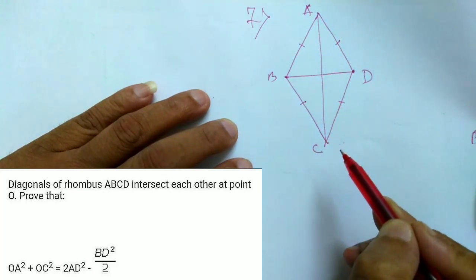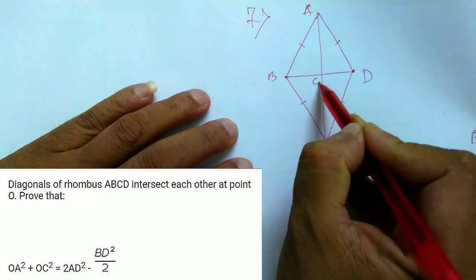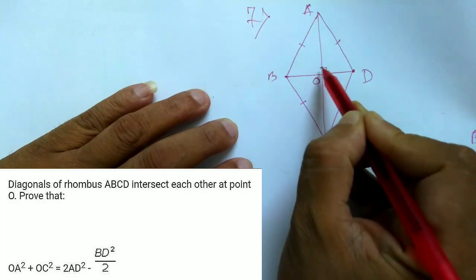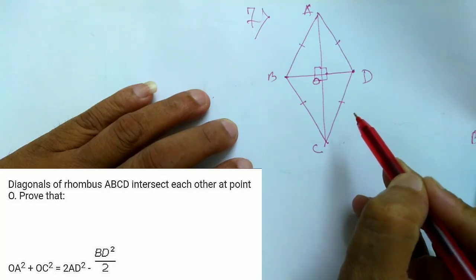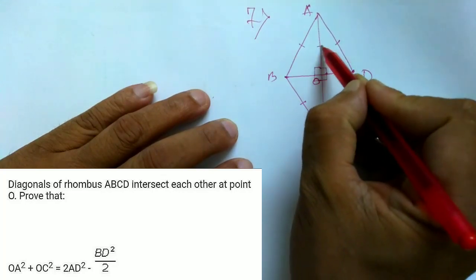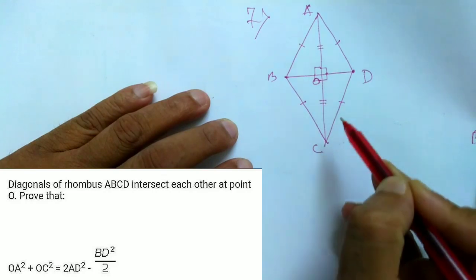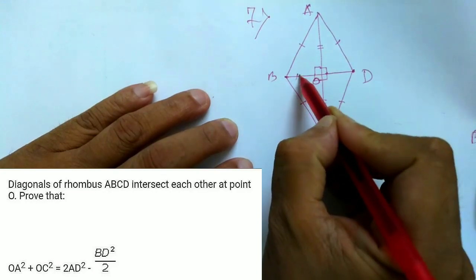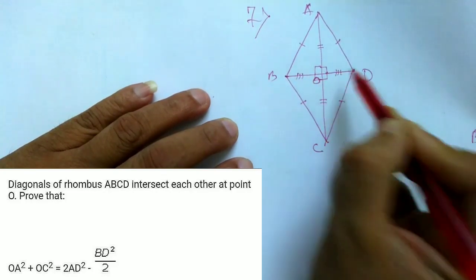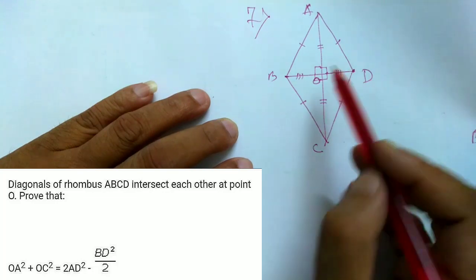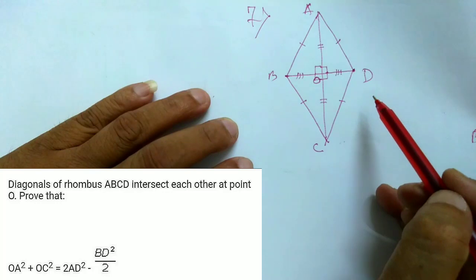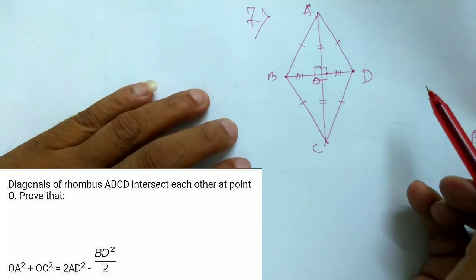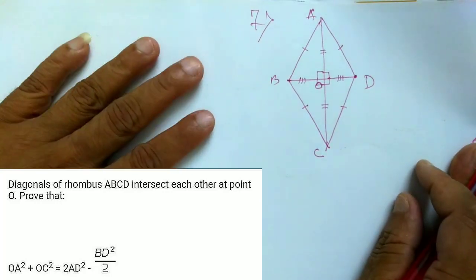So if you draw the diagonals, then say they intersect at O, then this angle and this angle are all 90 degrees. And not only that, this part and this part are equal, and this part and this part are also equal. I mean, diagonals of a rhombus bisect each other. Yes, we know this property.